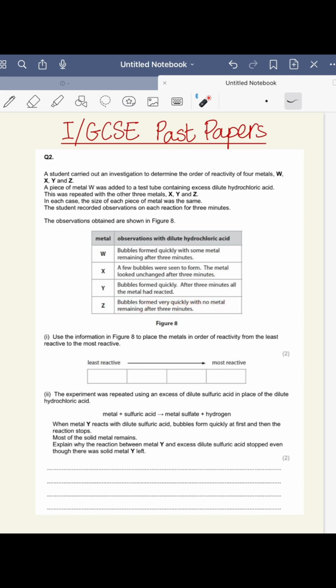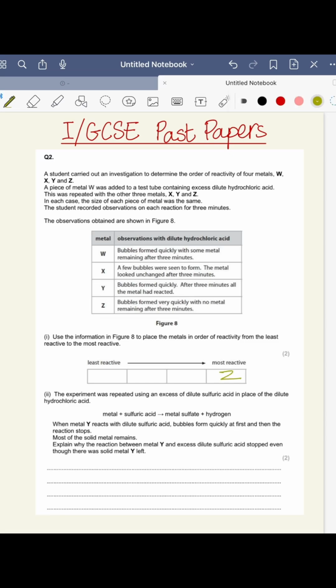Okay, so the question is asking, use the information in figure 8 to place the metals in order of reactivity from the least reactive to the most reactive. By now you probably guessed that the more reactive it is, the more quickly it will react, with hardly anything remaining at the end. So let's see if we can decipher that using this table. I already know that very quickly, so Z is probably the most reactive. We can reorder these after reading through them.